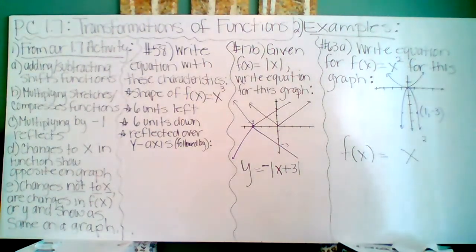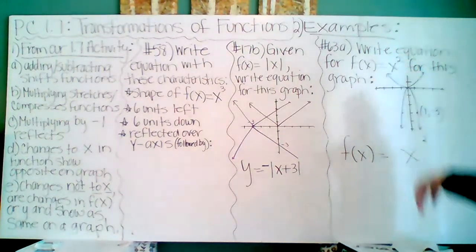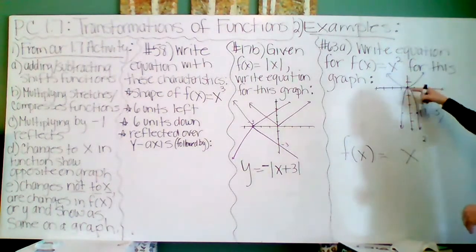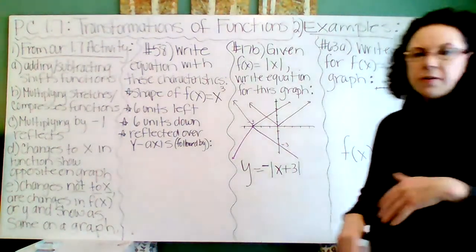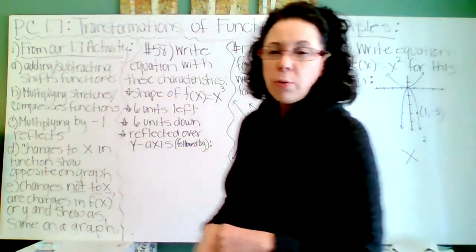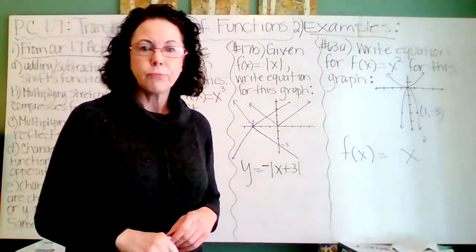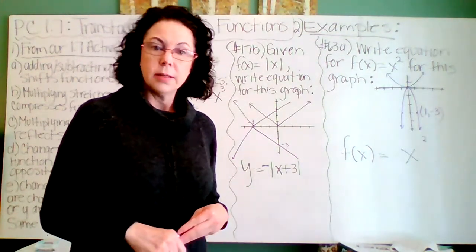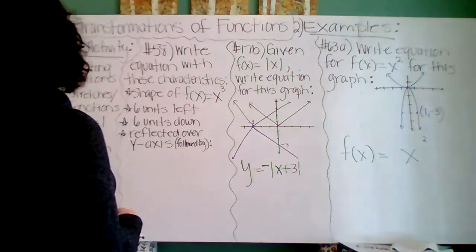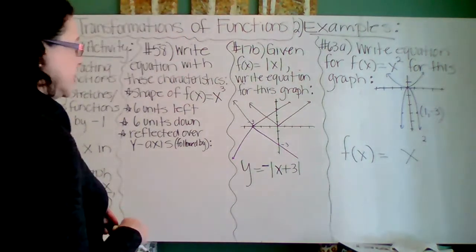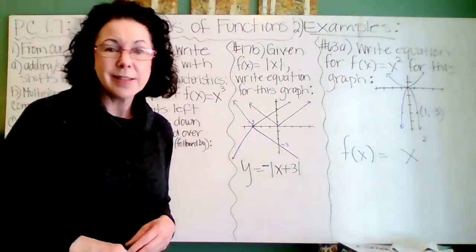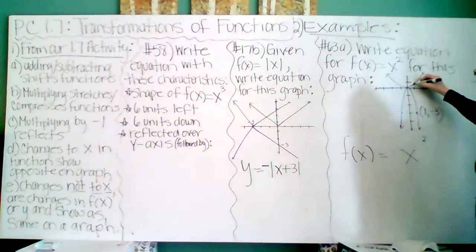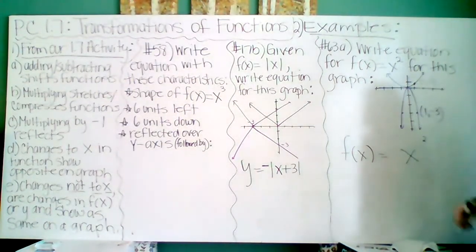Does it need to be moved left or right or up or down? No, that vertex that was at 0, 0 still is. There has been no movement of the function left or right or up or down. So I won't have any additions or subtractions. Has there been a slope change? Has there been a multiplying or stretching or compressing? Yes, there has. How do I know that? Because this point right here is the point 1, 1.